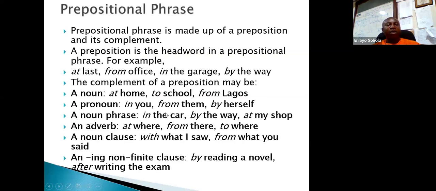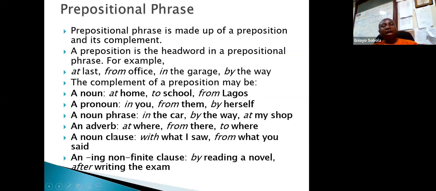Also, an adverb can function as a complement in a prepositional phrase. Example, at where. Where is an adverb, especially an adverb of place, and this adverb complements the preposition at to create a prepositional phrase at where. From there. There is also another adverb of place, which complements the preposition from.